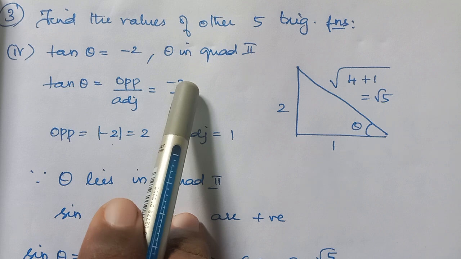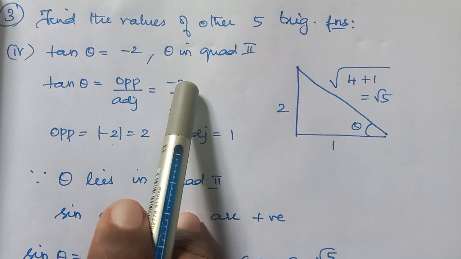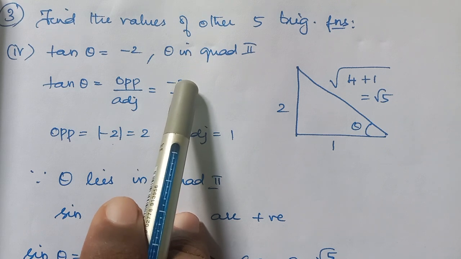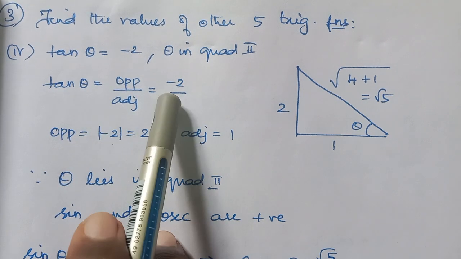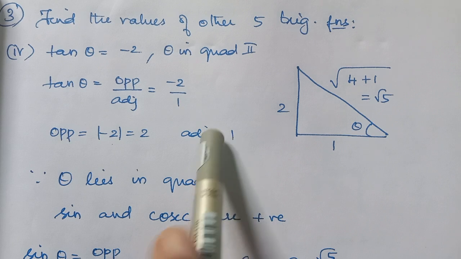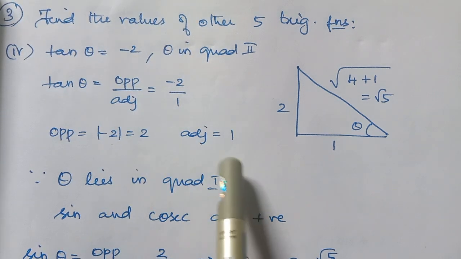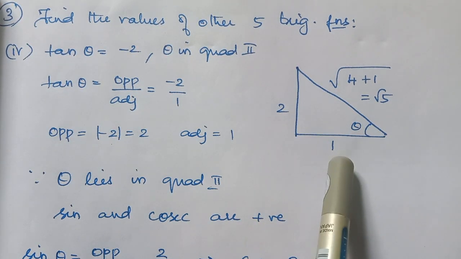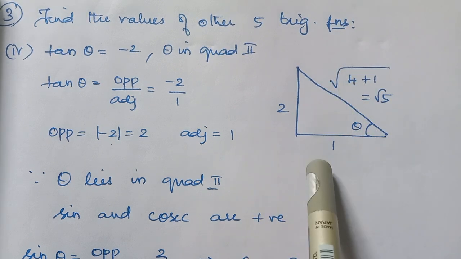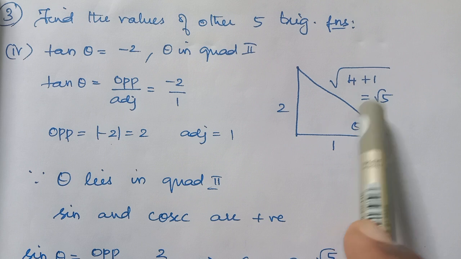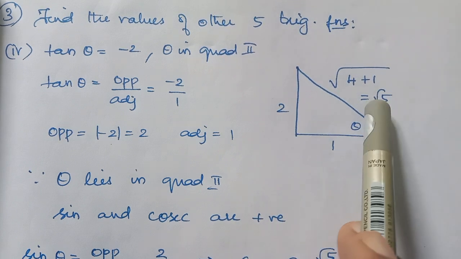For the opposite side, we can take any value as positive. I mean a length, whatever it might be, is positive. So I have taken the modulus value as 2 and adjacent is 1. Then we can put the sign later. So opposite side, adjacent side, and theta. Hypotenuse, you know the root of 2 square is 4, 1 square is 1, so root 5. So opposite side, adjacent side, hypotenuse.